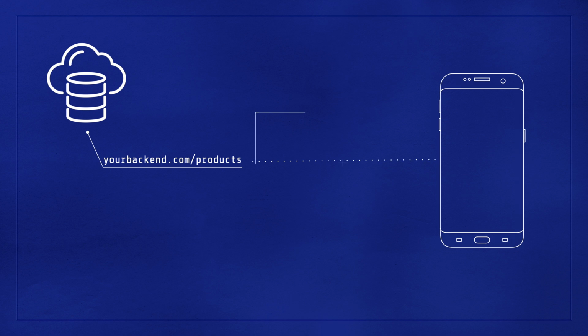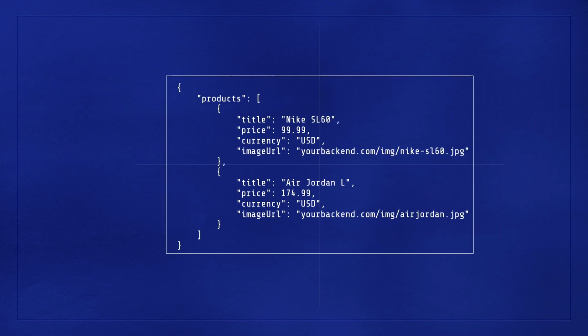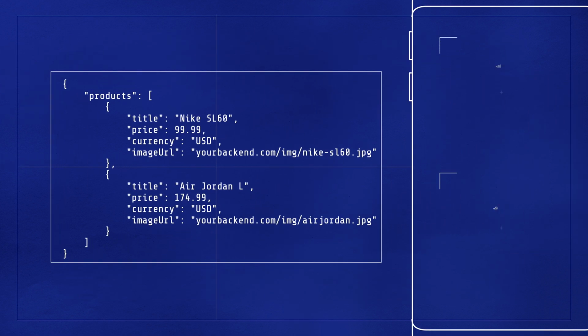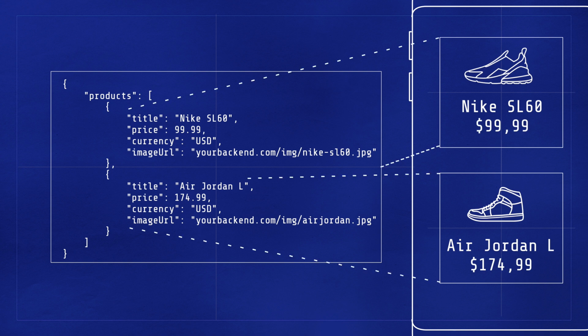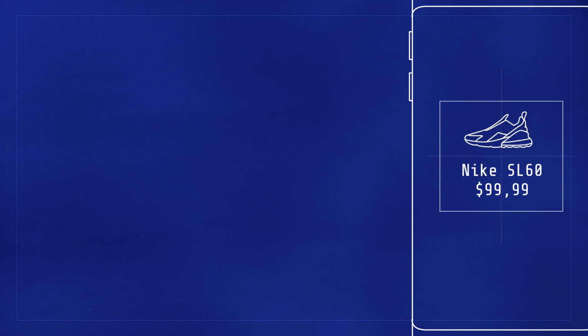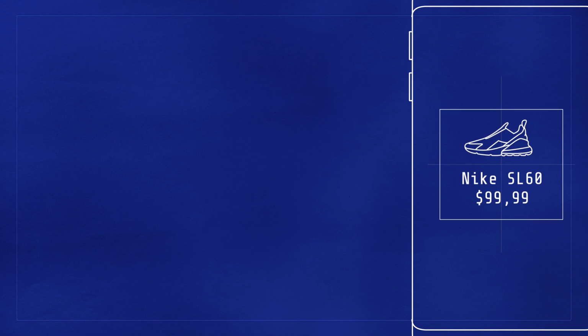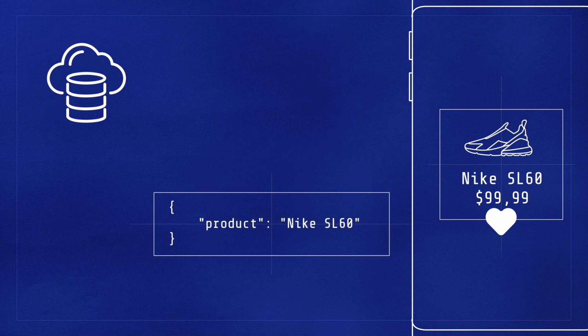The backend will respond with a message that will look like this one, and it'll be enough for the app to display the list of all the products to the user. The app can also send a message to the backend. For example, if user wants to save some product in his favorites list, the app can send a message like this one, and the backend will update its data.